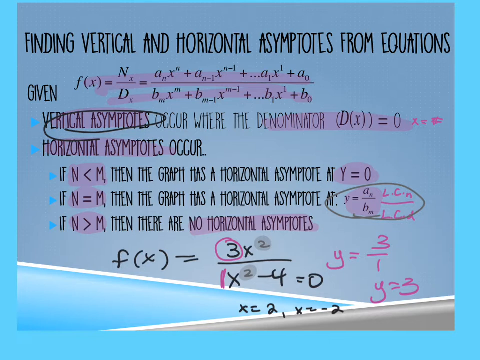Can there be more than one horizontal asymptote? No. It's either going to be y equals 0, or it's going to be y equals leading coefficient over leading coefficient, or none.